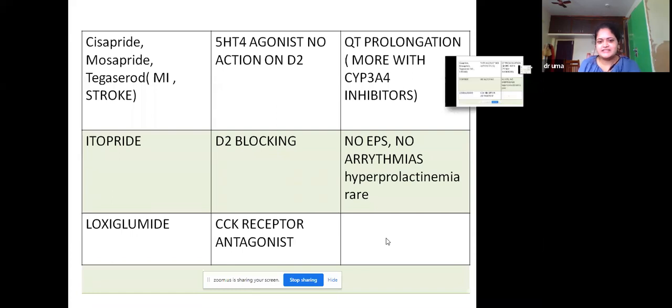Itopride is a drug which has D2 blocking action. There is no EPS, there are no arrhythmias, and hyperprolactinemia is also very rare with this drug. They do not produce any drug interactions also, because they are metabolized by flavin monooxygenase, FMO. And lorglumide is a drug which is a CCK receptor antagonist.